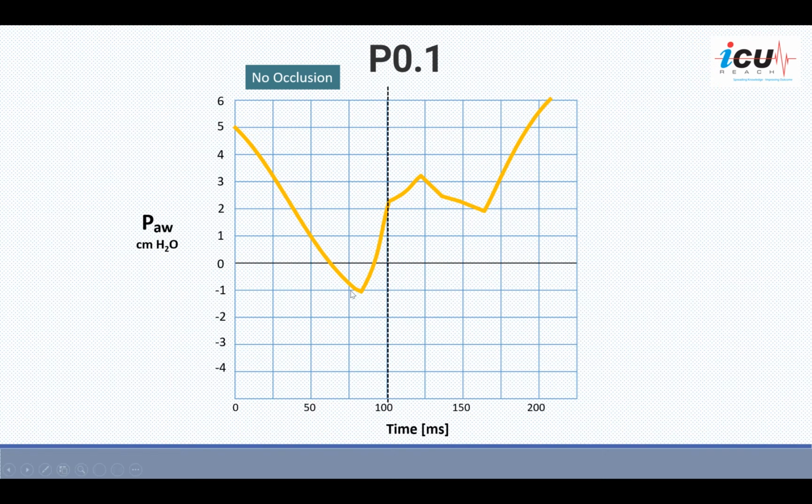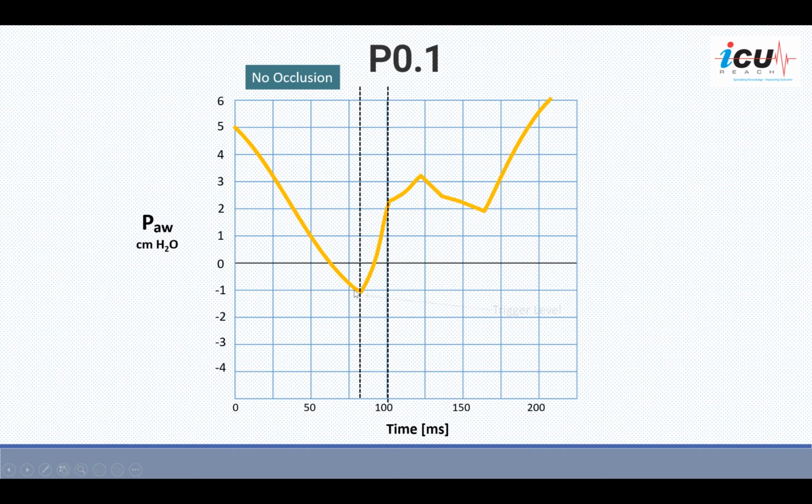So as you see here, the ventilator was triggered in less time than 100 milliseconds, and the airways are open. So what does the ventilator do? Of course, we're interested to know the pressure at 100 milliseconds. But this is where the ventilator was triggered.